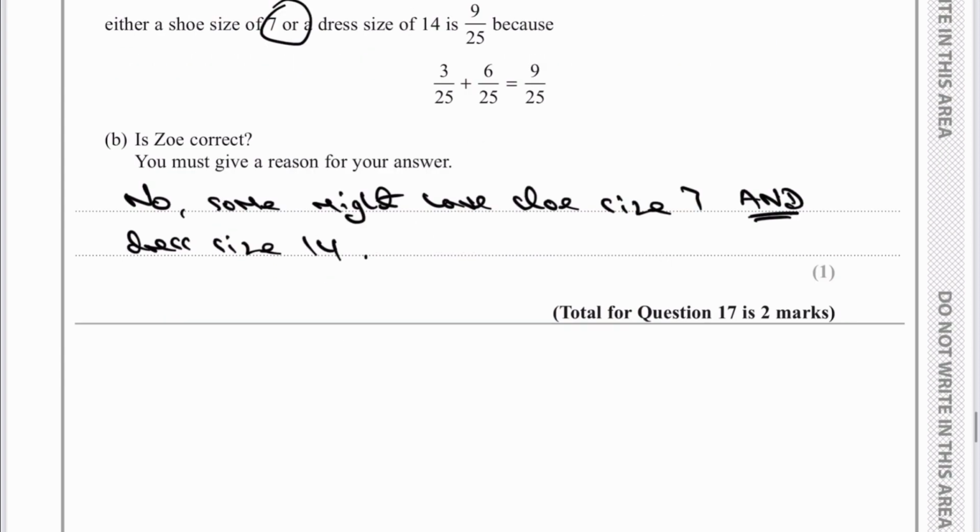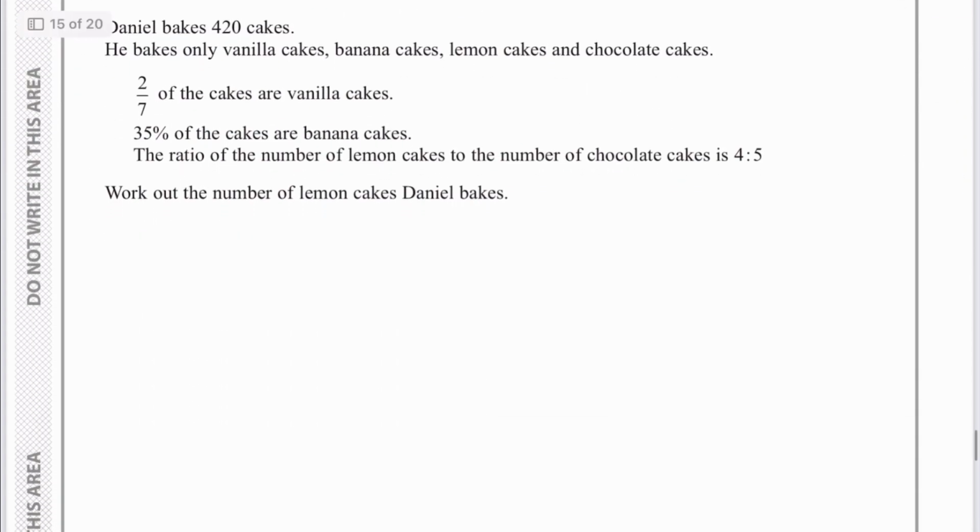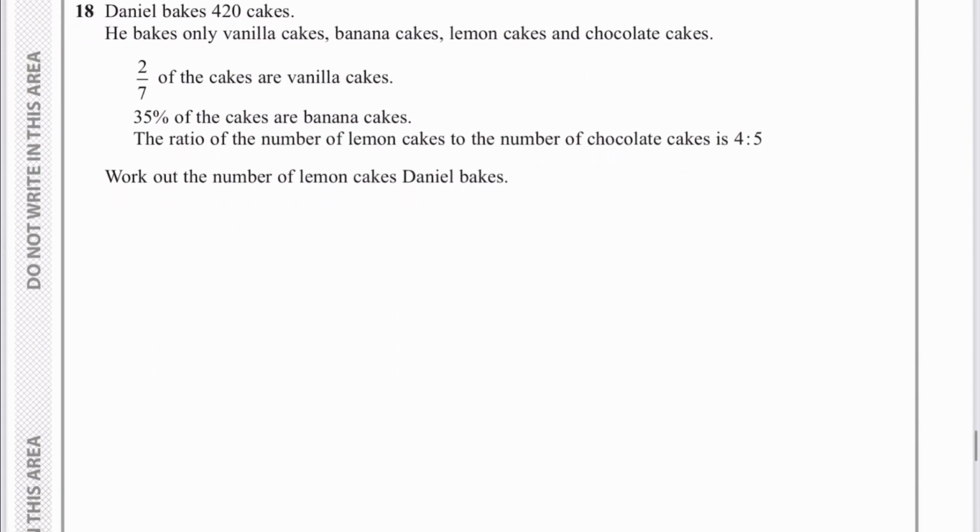Okay, let's move on then to a ratio question. This is quite a popular form of question. It's worthwhile stopping the video and having a go at this particular question. So we've got 420 cakes, and there's going to be vanilla, and I'm going to give myself a bit of space here because I need to work things out. Lemon and chocolate. Okay, so it says 2/7 of the cakes are vanilla.